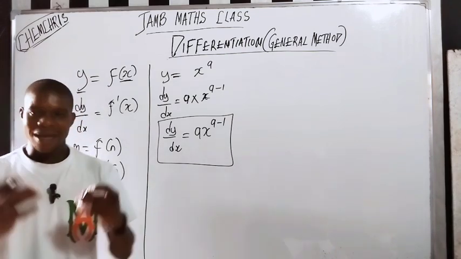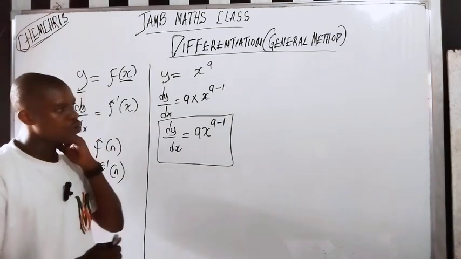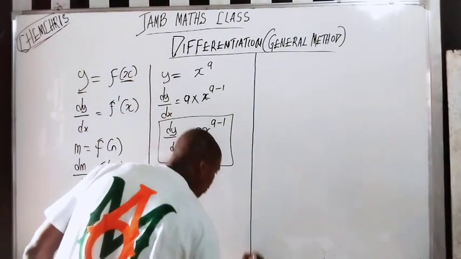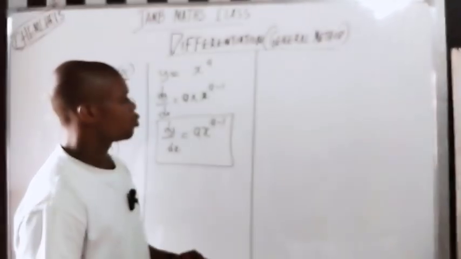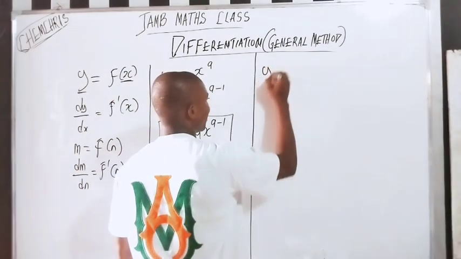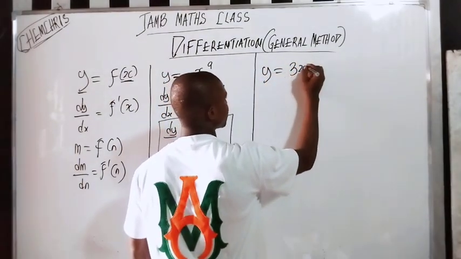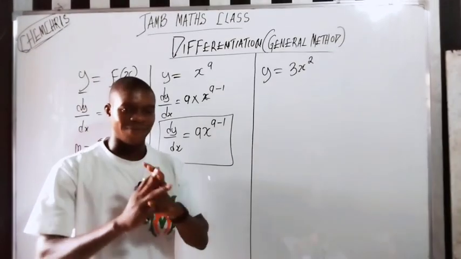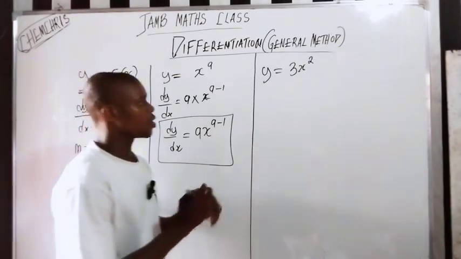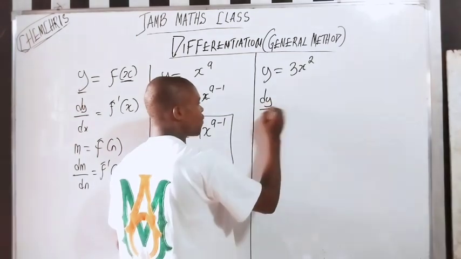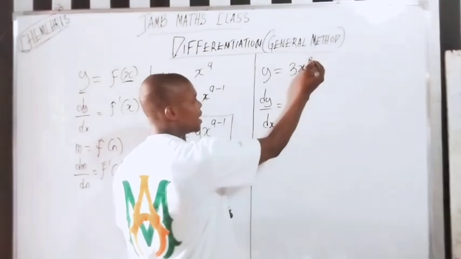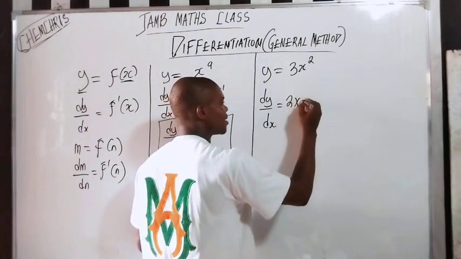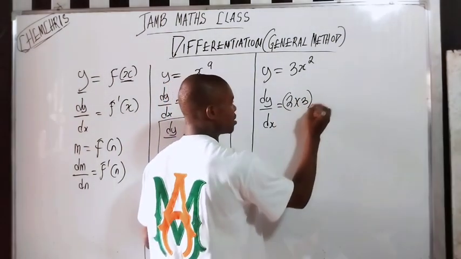Okay, so let's take some simple calculation. For example, they say we should differentiate y equals 3x raised to 2. How do we differentiate this one? It's very easy. dy over dx equals, remember we multiply by the power, so it's going to be 2 times 3, times x.